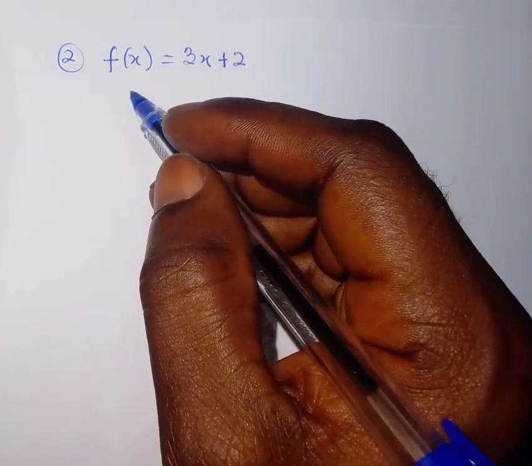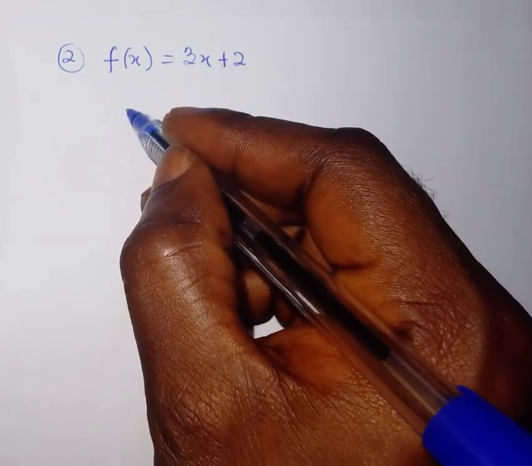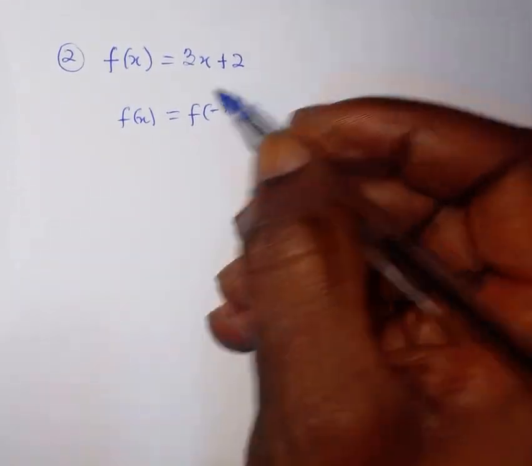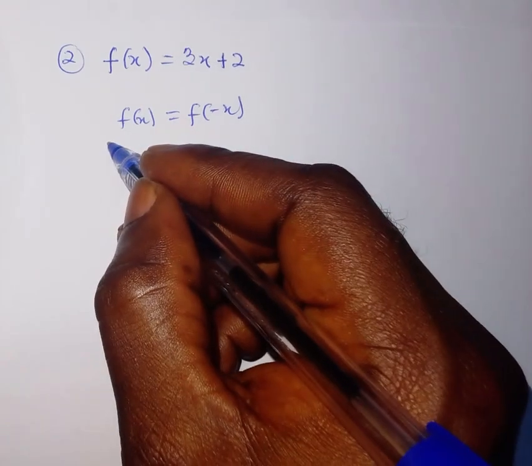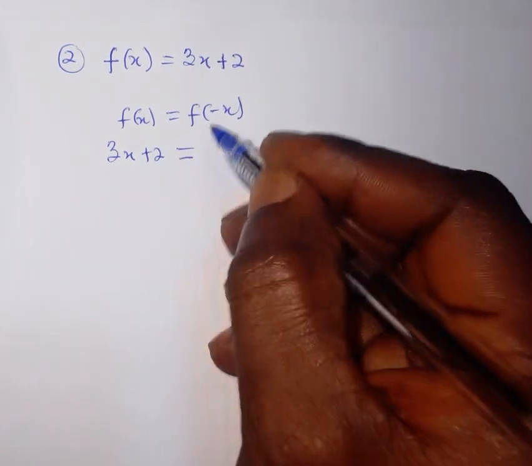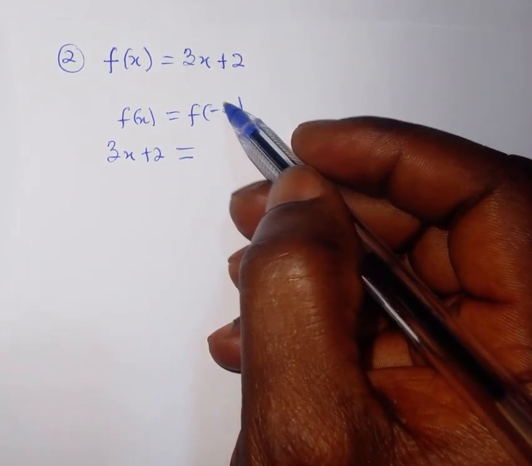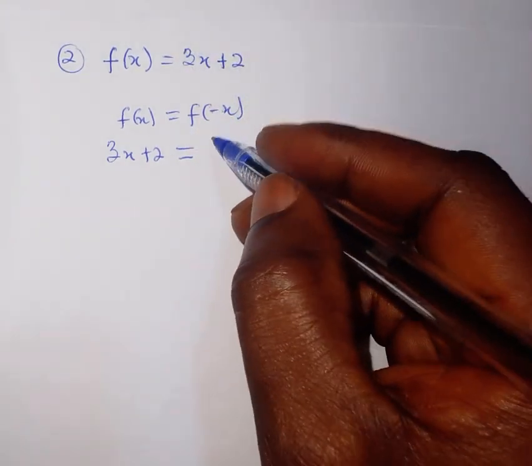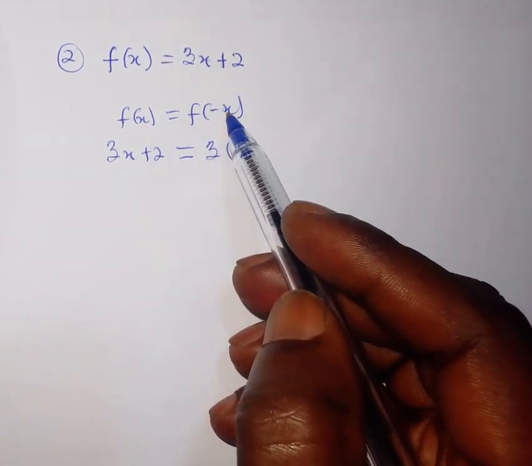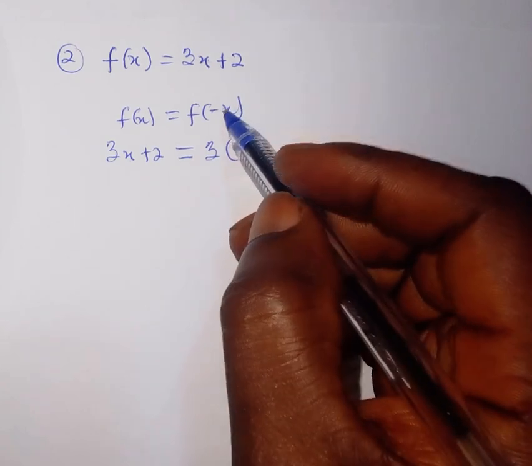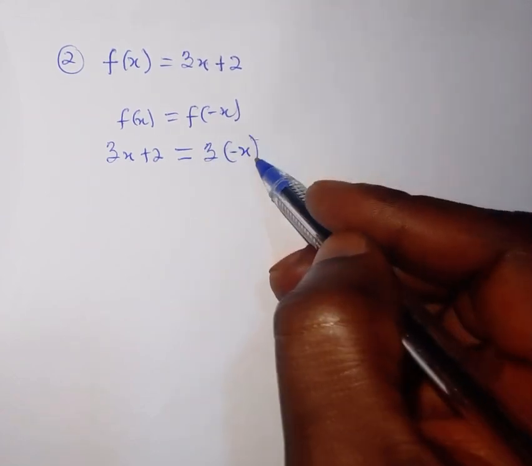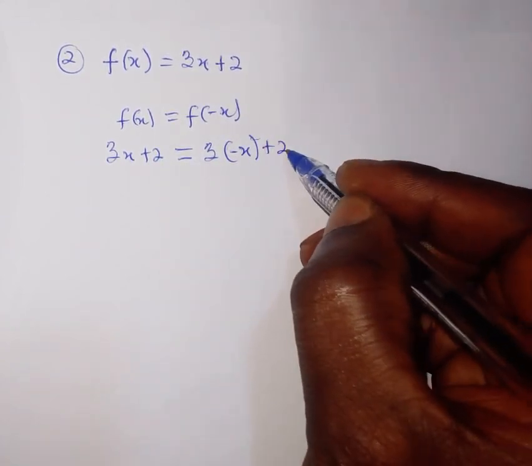Okay, so we know that for a function to be even, f at x should be equal to f at negative x. So this is the entire function. I'm going to write it, 3x plus 2. Let's see if it will be equal to, when I substitute negative x for x in the function. So I have my 3 here. So whenever I see the x here, I'm going to put negative x there. Then plus my 2.